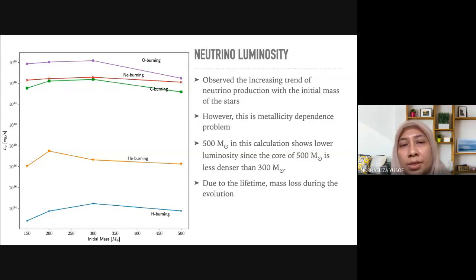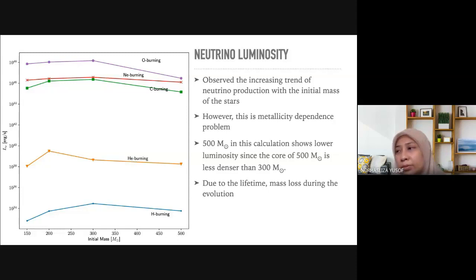we observe, I forgot to mention, that for 100 until 300, the metallicity is a bit lower compared to the 500. These are stars produced during the second generation. And then the 500 is at the current generation. Because of the early generation, the metallicity is a bit less. A bit less means that the star sheds its layers a bit less, so it is able to retain more helium and carbon layers, so that it will have more luminosity.